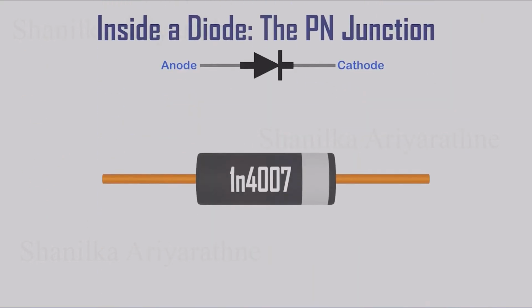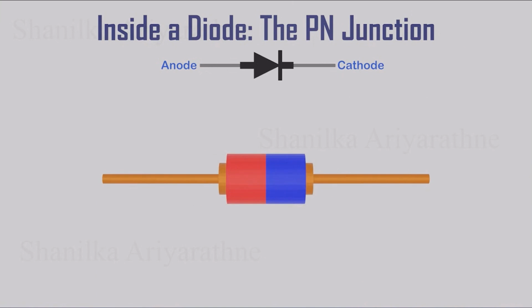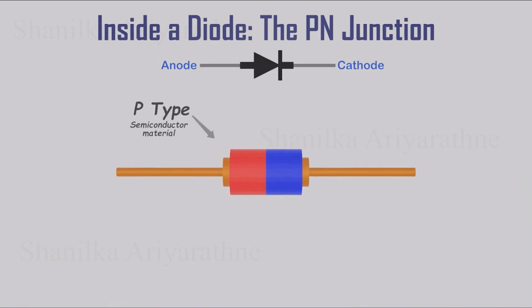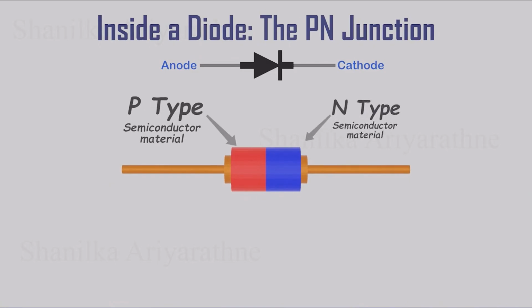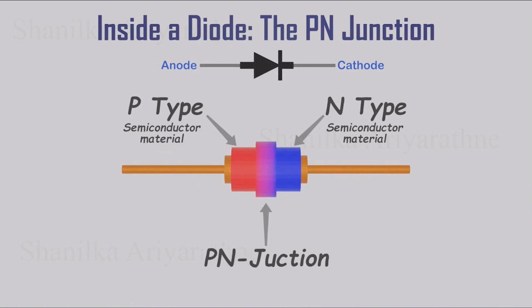Even though a diode looks like a small black component on the outside, inside it's not just two wires touching. It's actually a single continuous silicon crystal. One side is made p-type and the other side is made n-type. The boundary where these two regions meet inside the crystal is called the p-n junction.